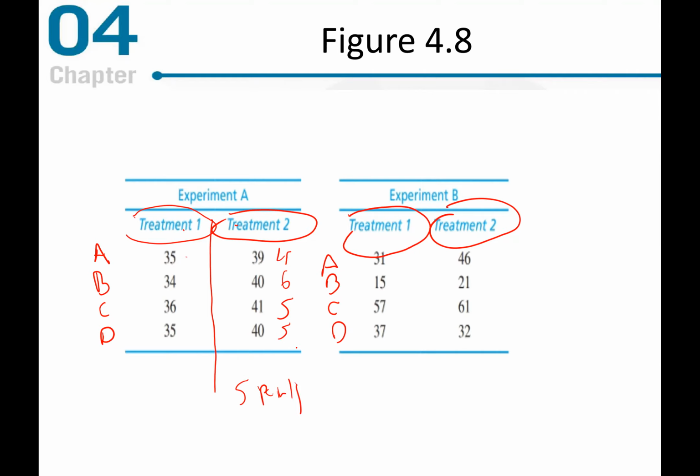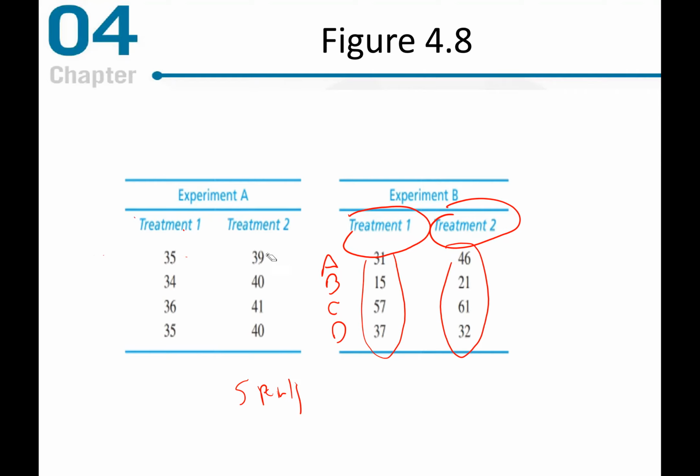But now if we move on to experiment B, the differences between treatments are very hard to easily quantify, and that's because these have high variability. The scores are scattered more. So 31 to 46, 15 to 21, 57 to 61, 37 to 32. These scores are all over the place. All right. So what does that look like when it's graphed? It gets more confusing. Let's see.